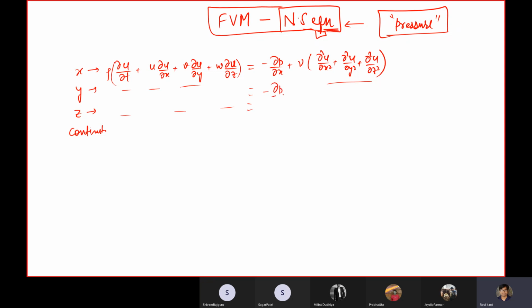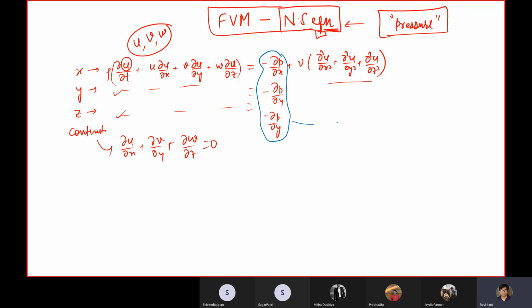But the problem here is you will have explicit equations for u, v, and w, and also for continuity: dou u by dou x plus dou v by dou y plus dou w by dou z is equal to 0. This is the continuity equation. But we do not have explicit equations for the pressure. We do not have.